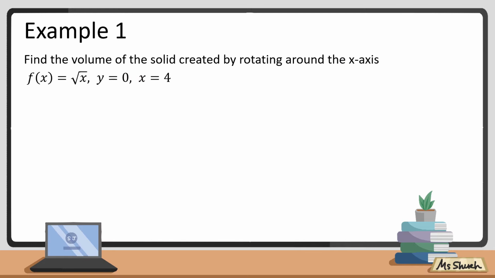Now let's find the volume of the solid created by rotating around the x-axis the region bounded by the function square root of x, y equals 0, and x equals 4.